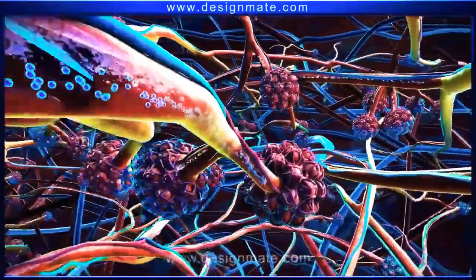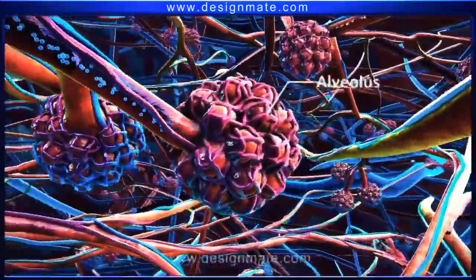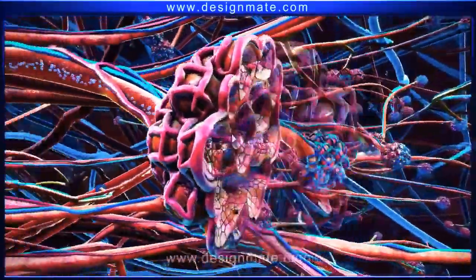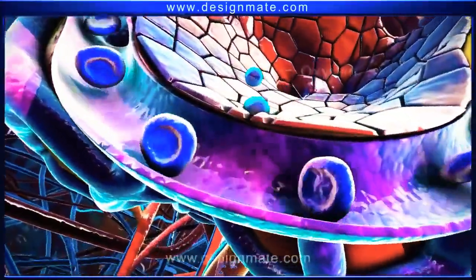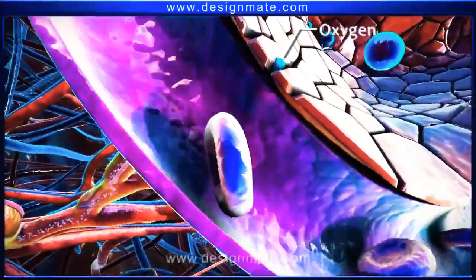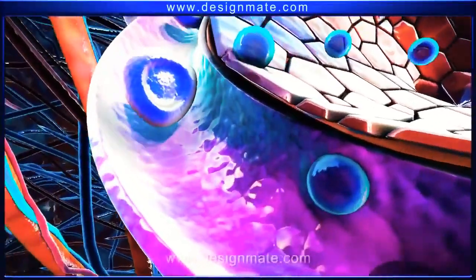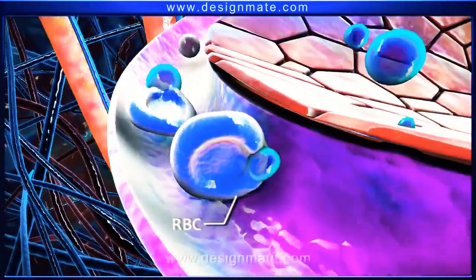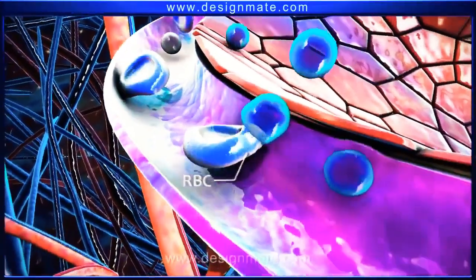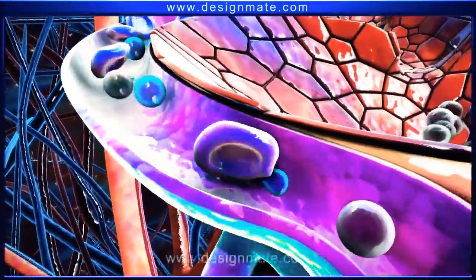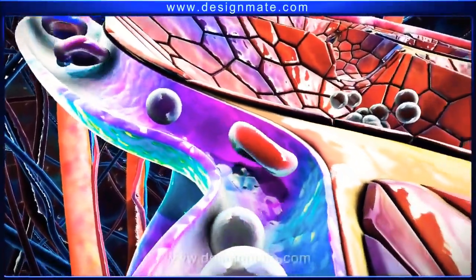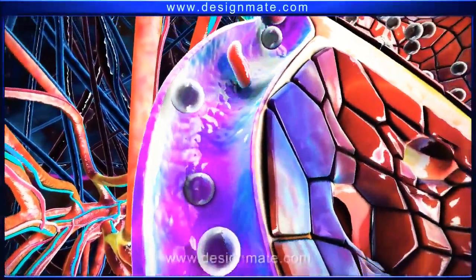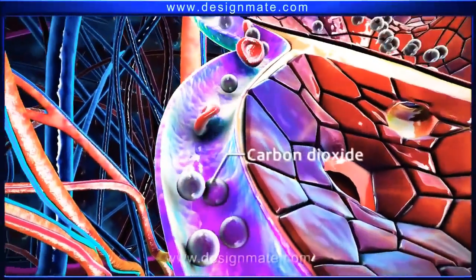Oxygen travels through these bronchioles and reaches the alveoli, each of which is surrounded by a network of capillaries. As blood flows through the capillaries, the oxygen molecules from the alveolus diffuse into the capillary. This causes oxygenation of the RBCs. The carbon dioxide molecules are released into the alveolus.